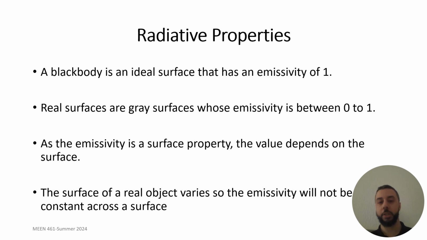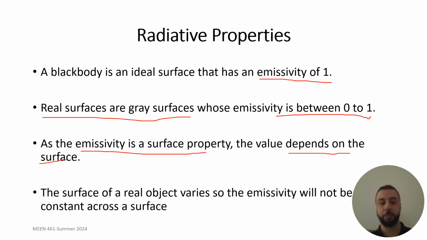So a black body is an ideal surface that has an emissivity of 1. Real surfaces are gray surfaces, and that just means the emissivity is between 0 and 1. As we mentioned, a black body is an idealized surface where the emissivity is 1, and that's not going to be usually the case. You'll have a value between 0 and 1. The emissivity is a surface property, and the value depends on the surface. And the surface of a real object varies, so the emissivity will not be constant across a surface. And we have a graph on the next page which will show what that looks like.